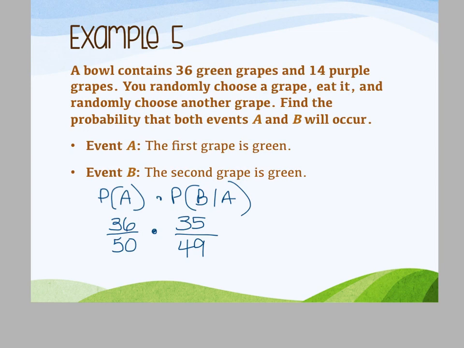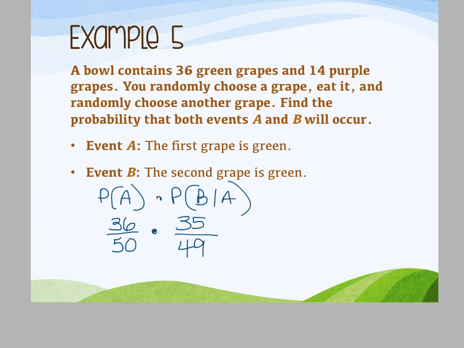If it's the same thing though, because this could have been green grape and then red or purple grape. Now the green grape is 36 out of 50. The purple grape is 14 out of 49. So the top doesn't change what it would have been, but the bottom would change. Does that make sense? Only if it's a repeated thing.